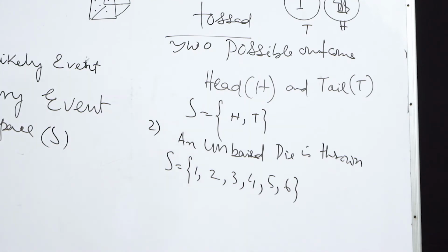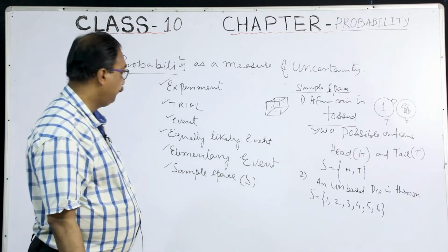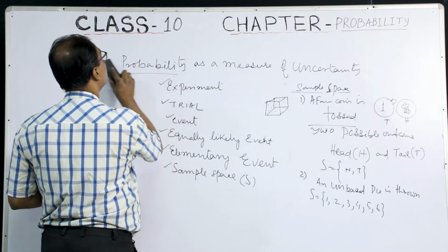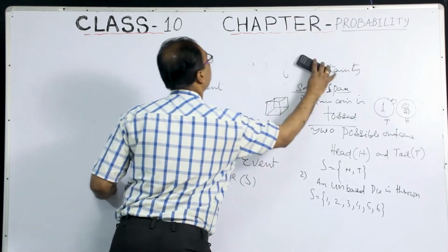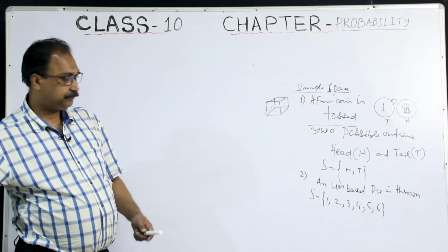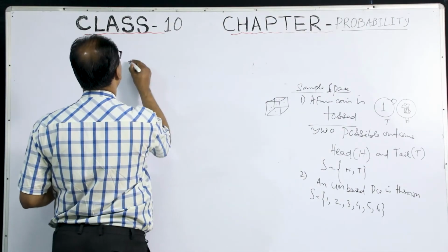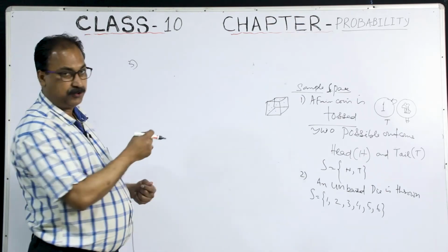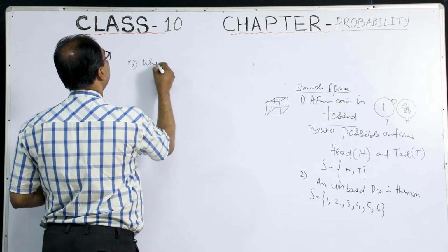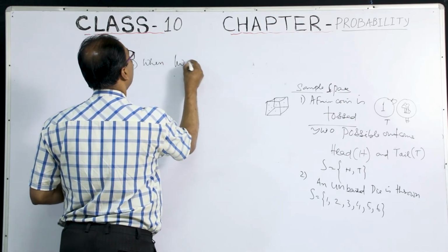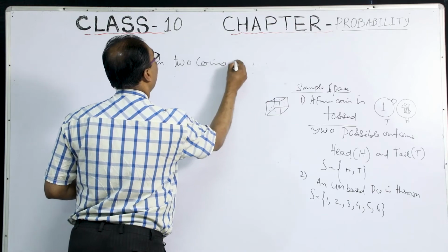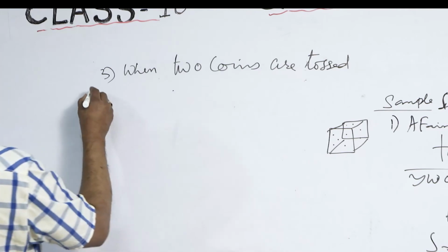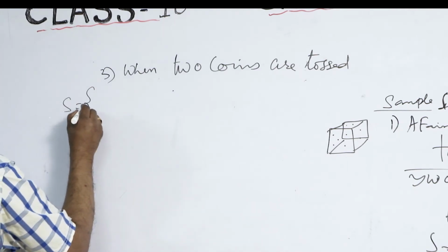Clear? Now we come to all the possible outcomes. I'll show you. Clear? I think this one you already learned. Now look here. Number 3, when 2 coins are tossed, what will happen? What is the sample space? A is equal to the sample space.